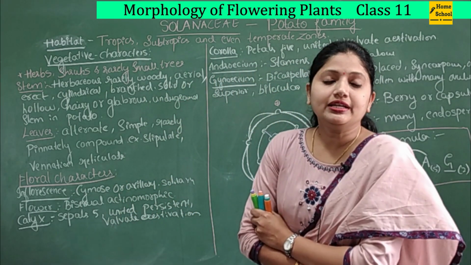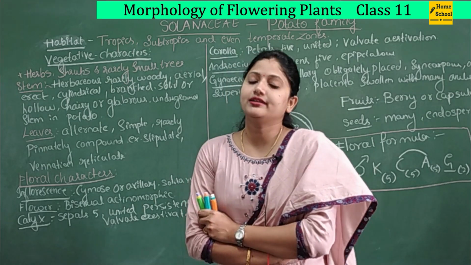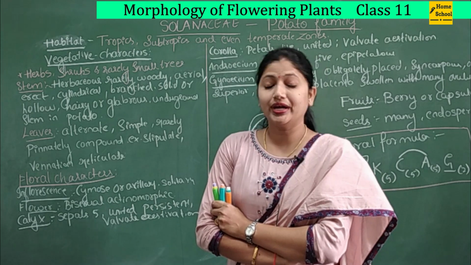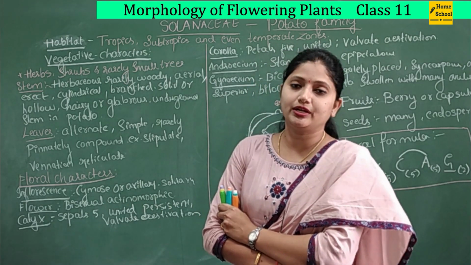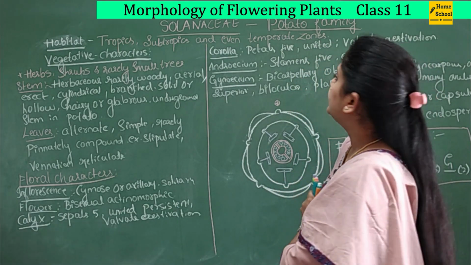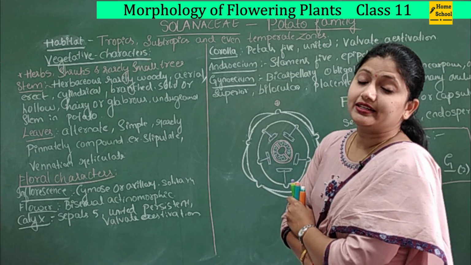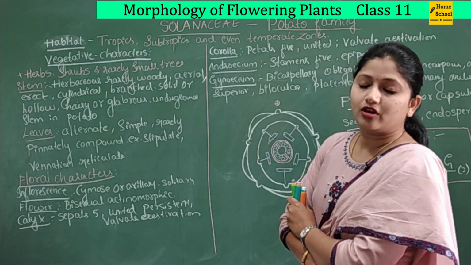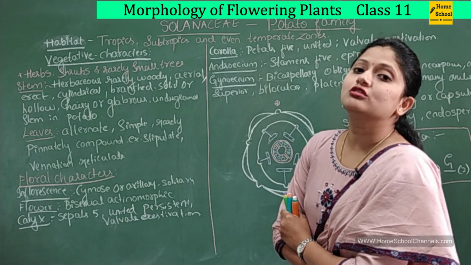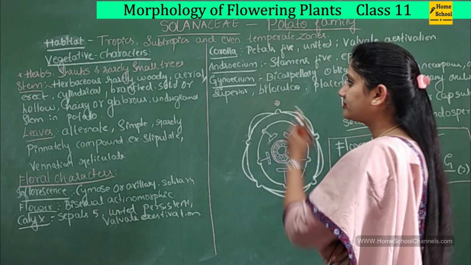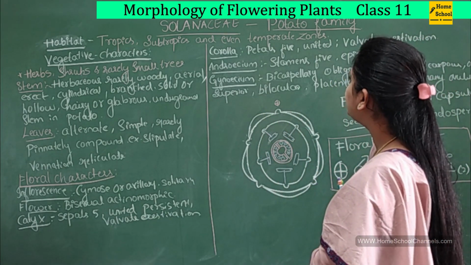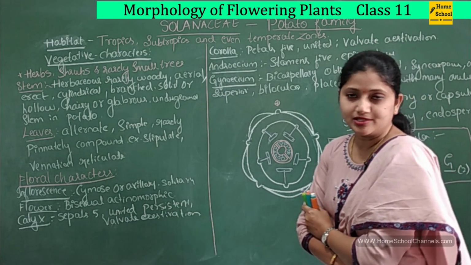So habitat is a place where a particular plant is usually grown, or the population of that particular plant which is widely seen is called the habitat of that plant. The members belonging to the Solanaceae, since potatoes are the most famous members of this family, it is also called the potato family. They are grown in the tropical region, subtropical region, and even in the temperate regions.